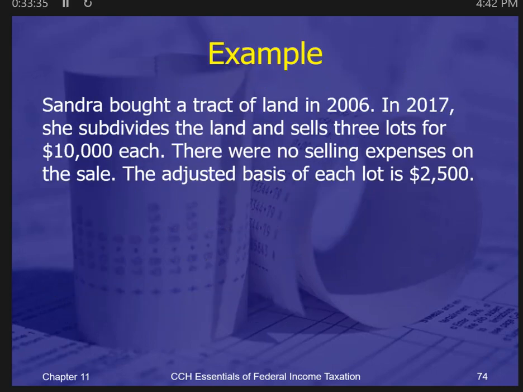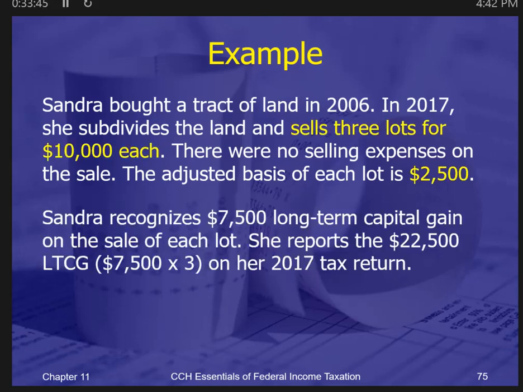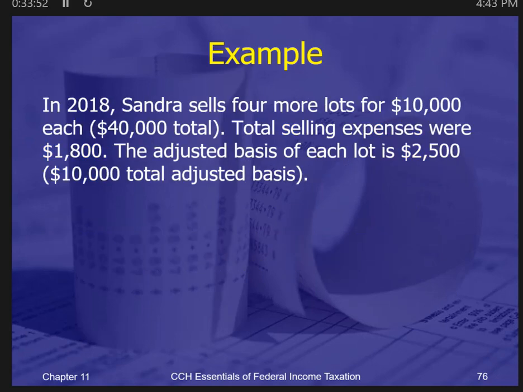Example: she subdivides the land and sells 3 lots for $10,000 each. So our gain on each lot is $7,500 because our basis is $2,500. That'll all be capital gain up to the year that she sells a 5th lot. So when she goes over that in 2018, then she has some potential to have ordinary income.